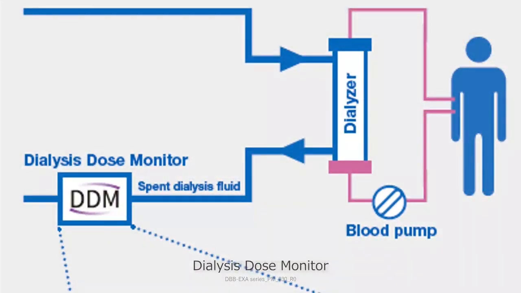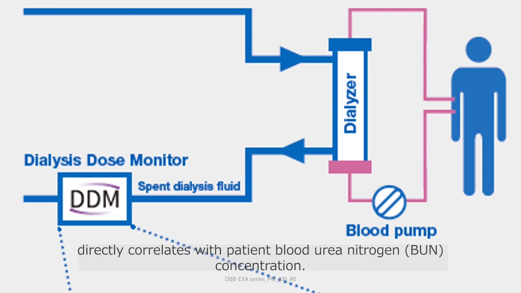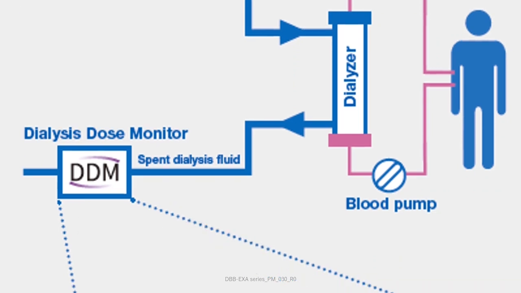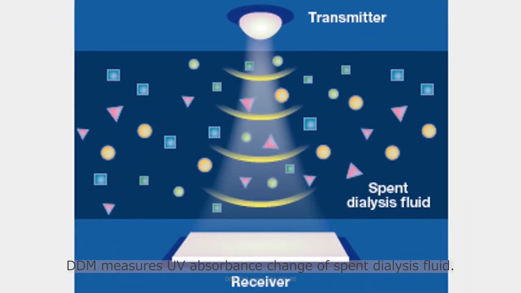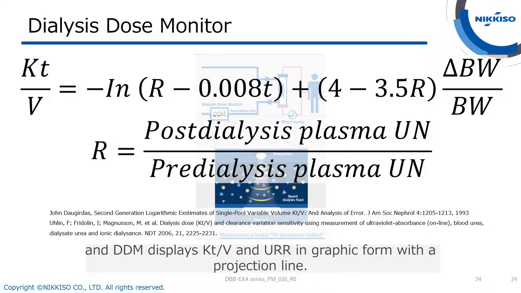Dialysis dose monitor. It is known that the UV absorbance of spent dialysis fluid at a specific wavelength directly correlates with patient blood urea nitrogen (BUN) concentration. DDM measures UV absorbance change of spent dialysis fluid. DDM obtains Kt/V and urea reduction rate from UV absorbance change of spent dialysis fluid. And DDM displays Kt/V and urea reduction rate in graphic form with a projection line.